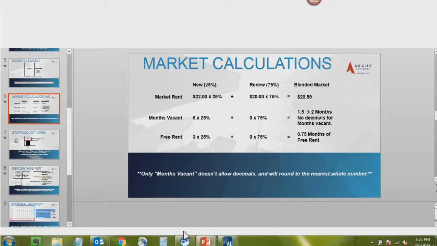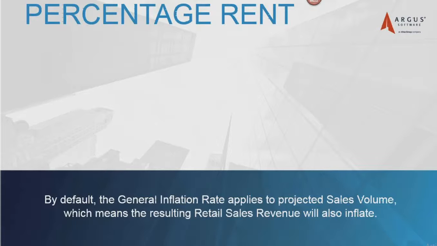So how do I know what I'm receiving in retail sales revenue? So I'll say right off the bat, I have a call-out box at the bottom of this screen. By default, your general inflation rate is applying to the projected sales volume. Because the projected sales volume is increasing, so too then is the retail sales revenue that you receive, okay? So that's just something to keep in mind.